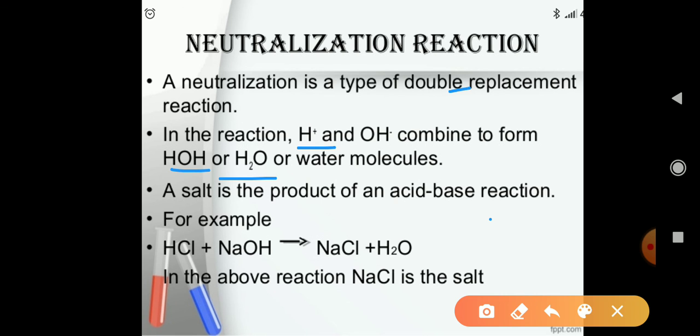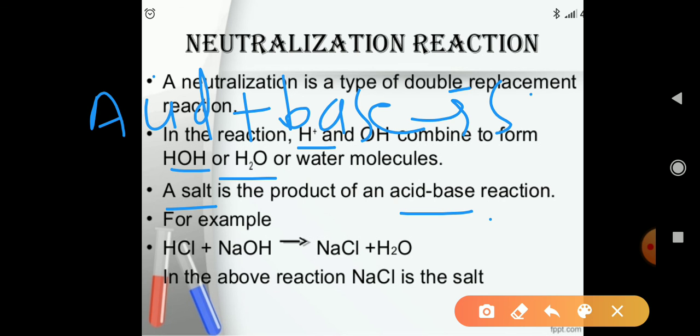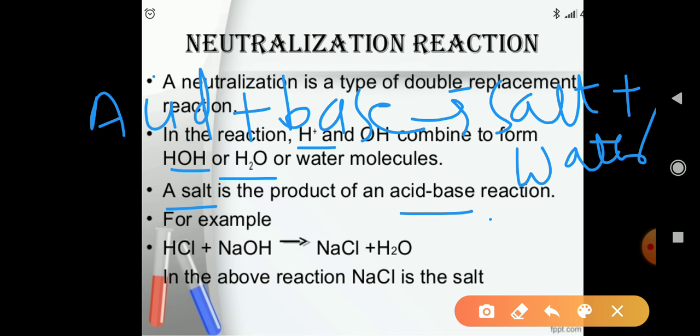And one more product is formed, that is salt. A salt is the product of an acid base reaction. So neutralization is the reaction between acid and base, and it gives the products salt and water. In simple words, acid plus base gives salt plus water. So this is a neutralization reaction. Acid reacts with base and produces salt and water.